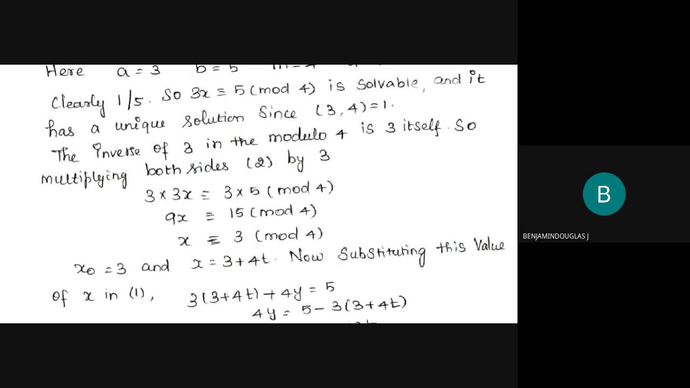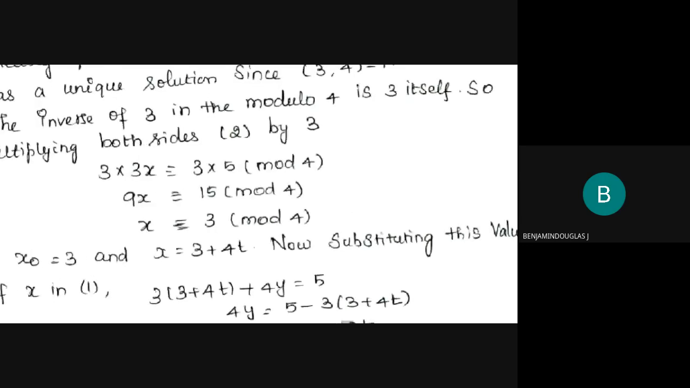The right hand side: when 15 is divided by 4, the remainder will be 3. So in the next equation, the right hand side value will be 3. So 9 is congruent to 1. So 1 into x congruent to 15, which is congruent to 3 under mod 4. So x is congruent to 3 mod 4. Already we have told.